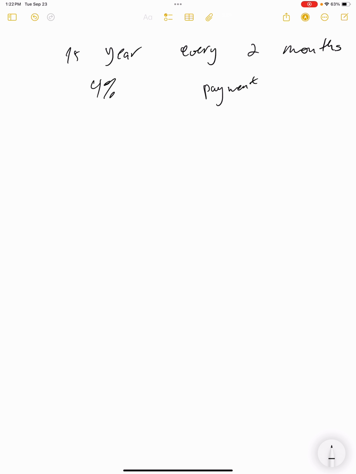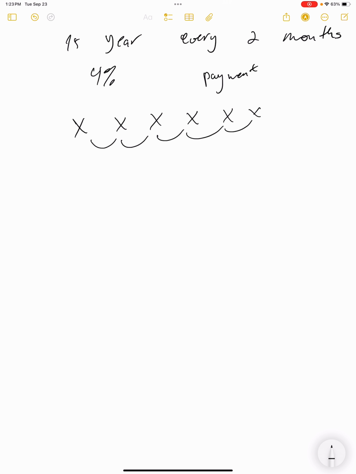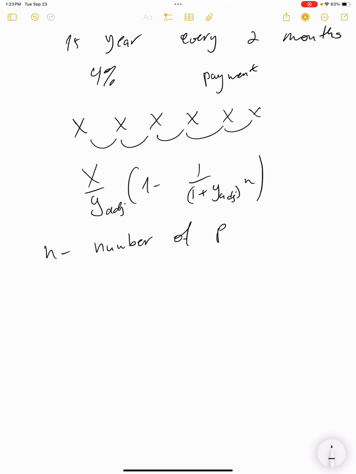It's actually pretty easy to do if you remember the magic formula: if you have X payment, which is a mortgage payment, every fixed amount of time, the present value of these payments is going to be X divided by Y adjusted times 1 minus 1 over 1 plus Y adjusted to the power of n, where Y adjusted means I take the 4% and adjust it to the yield per payment period, and n is the number of payments. So this must equal the present value of the mortgage, which in this case is 100,000.